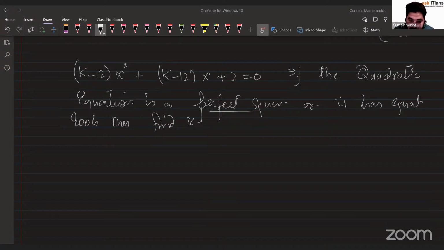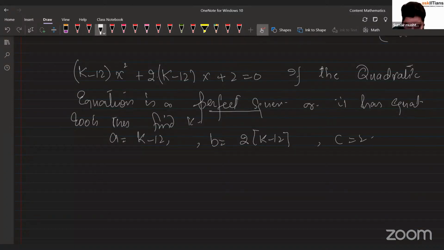How to do it? If this is a quadratic equation, what's here a? A is here k minus 12. What's here b? B is here 2 times k minus 12. What's here c? C is here 2. Okay, so come on, proceed. That is D is equal to b square minus 4ac.